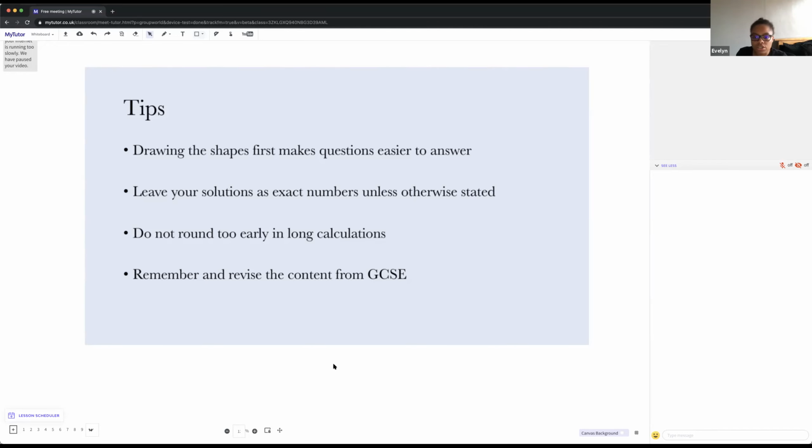Draw whichever scenario is happening. If you're using a cube, if you're using a triangle, anything, as long as you draw it and you label it correctly, this will help you to answer the question a lot easier and more accurately.